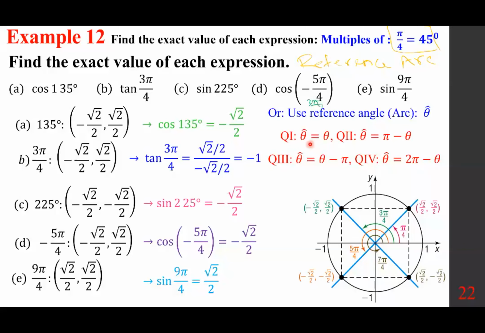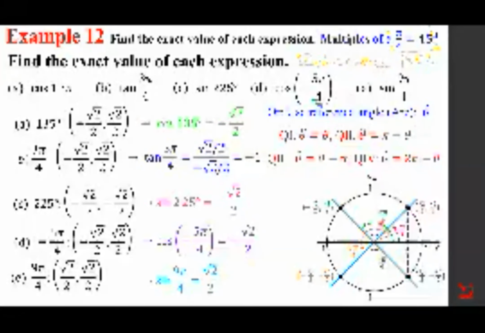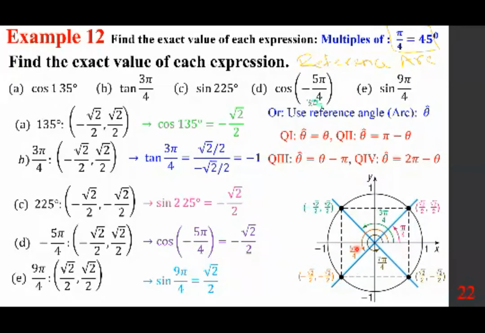In the second quadrant, the reference arc is pi minus theta. It's the smaller, the closest angle to theta. So for 3 pi over 4, for example, you would put pi minus 3 pi over 4, which makes it pi over 4. If we go to the third quadrant, now the theta is 5 pi over 4 minus pi, which makes it again pi over 4. If you go to the fourth quadrant, 2 pi minus 7 pi over 4. All of these have the reference arc of pi over 4.